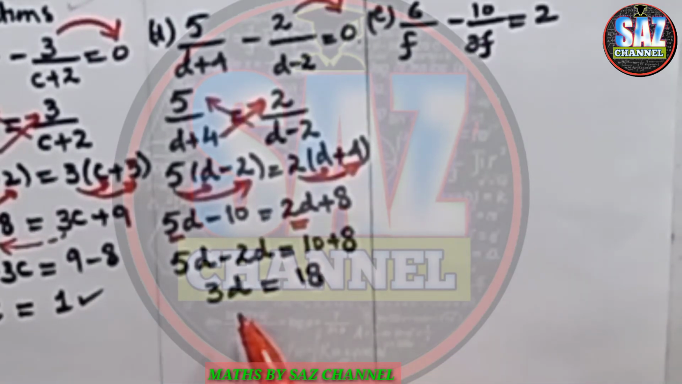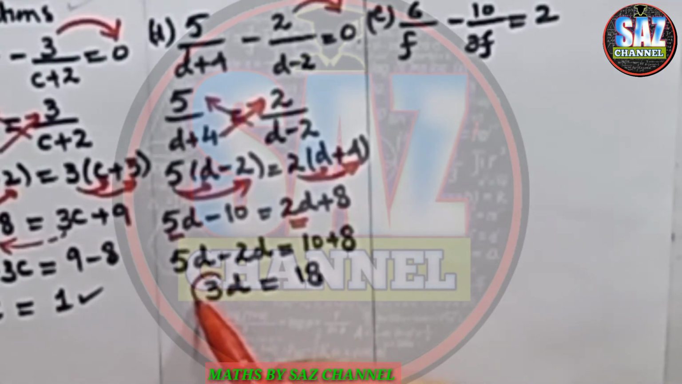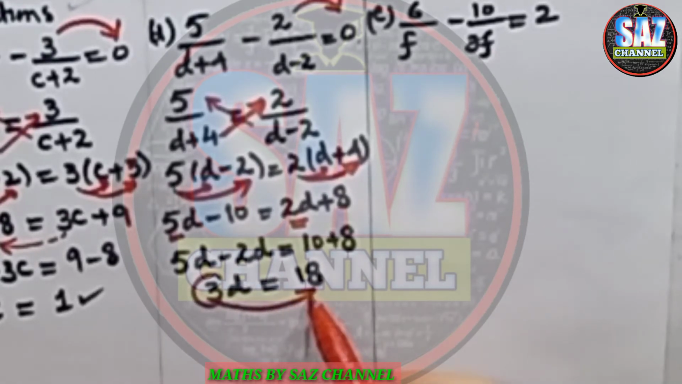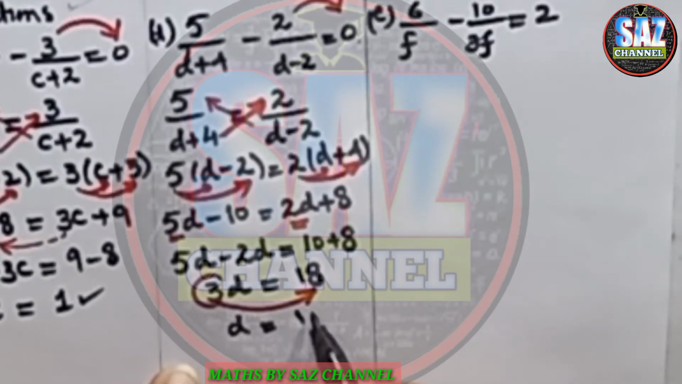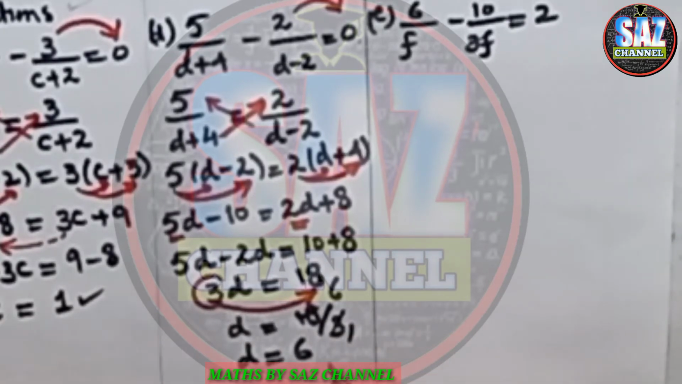Now I need to solve this equation. I need the value of the variable. So the coefficient of the variable must be 1, but d is multiplied with 3. So shift this 3 to the other side, because 3 is multiplied by d. So divide it to the other side. So it will become d equals to 18 by 3, or d equals to, 3 sixes are 18, so 3 ones are 3 and 3 sixes are 18. So this will be the solution of this equation.